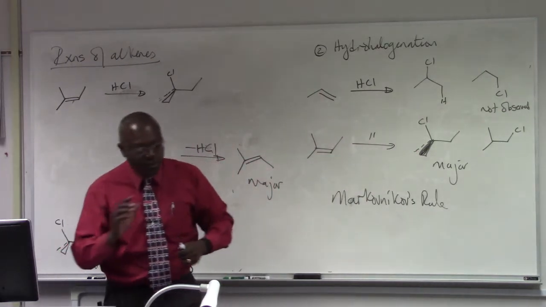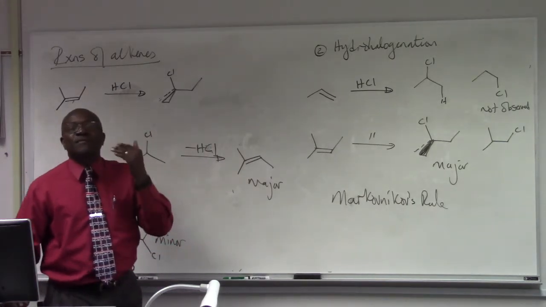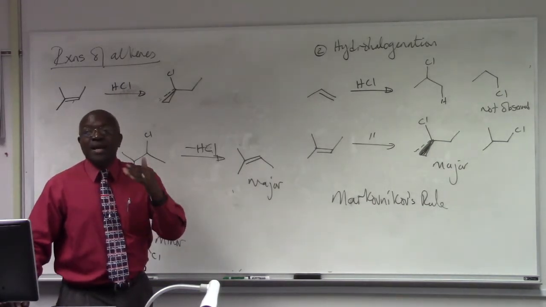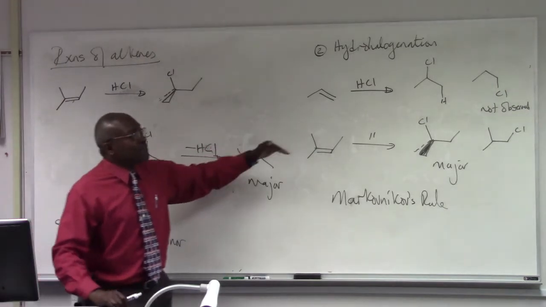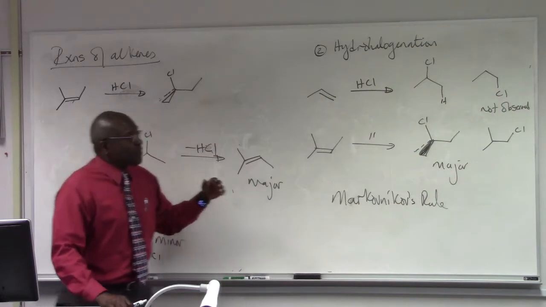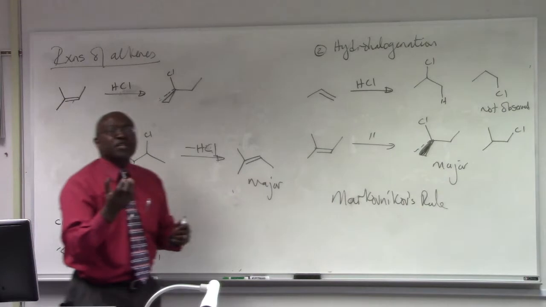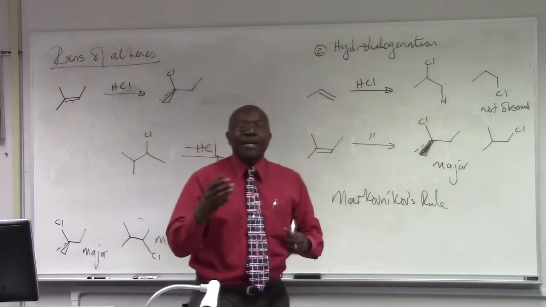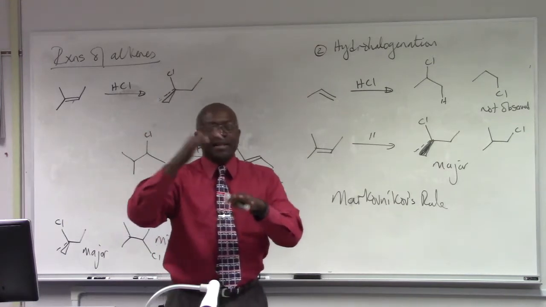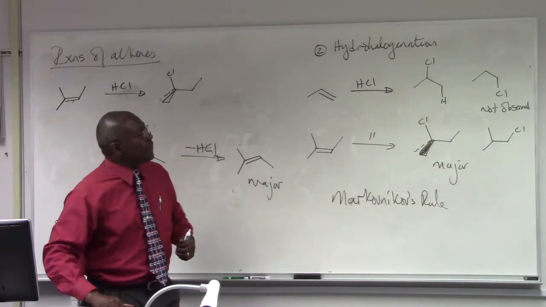And it's important to remember Zaitsev's rule and Markovnikov's rule are observations. They're not explanations. The explanations lie in the relative stabilities of the intermediates, of the carbocations you're generating, or the relative stability of the alkenes you're generating, and you're following the Hammond-Leffler postulate. So the explanation for Markovnikov and Zaitsev lies in the stabilities of your products of the step, alkene or carbocation, and the Hammond-Leffler postulate. Okay.